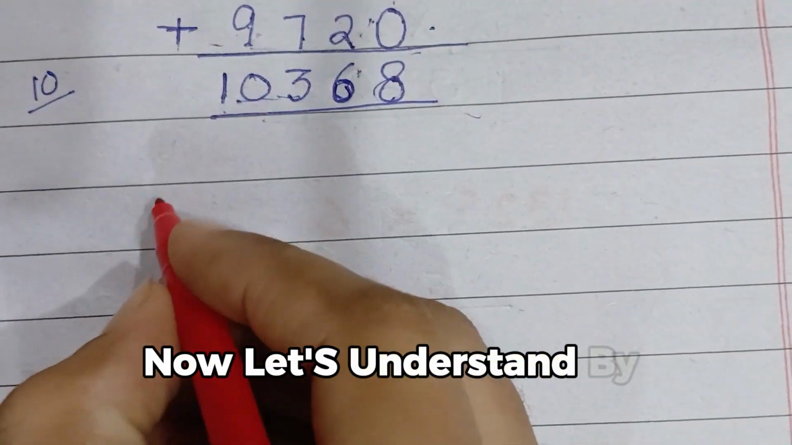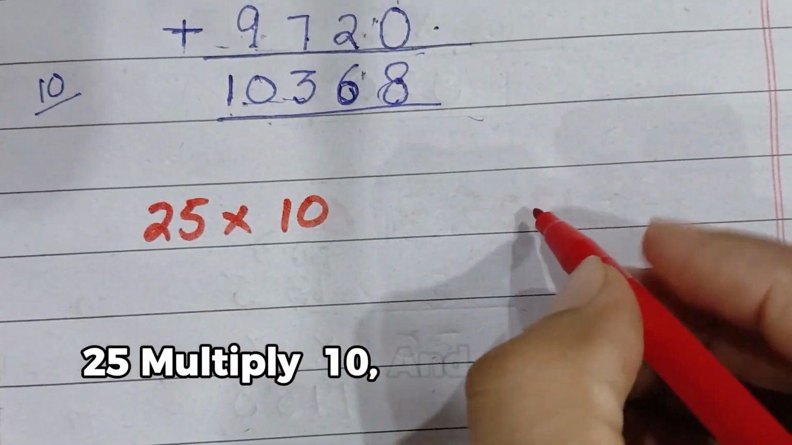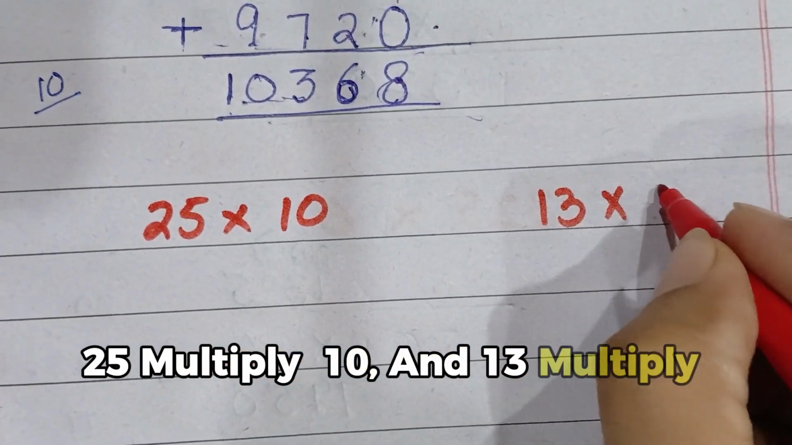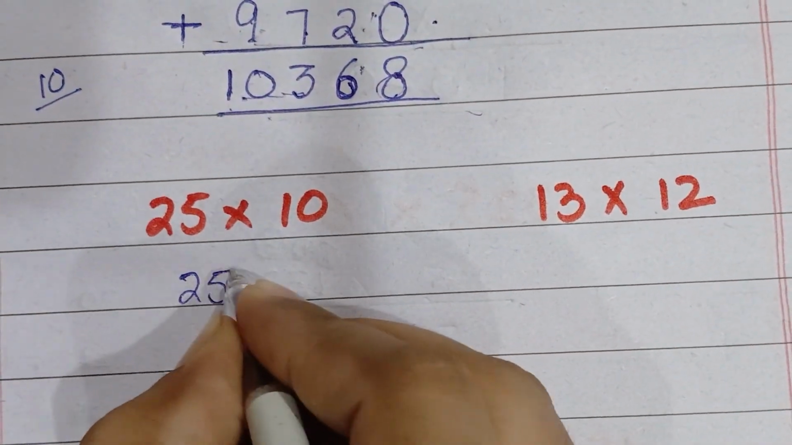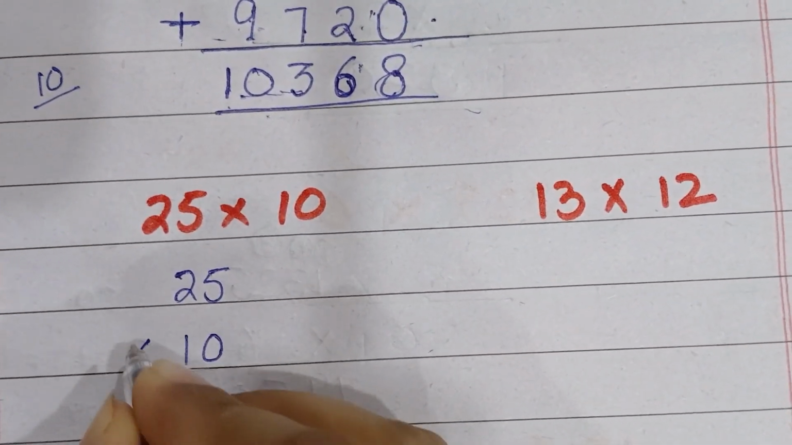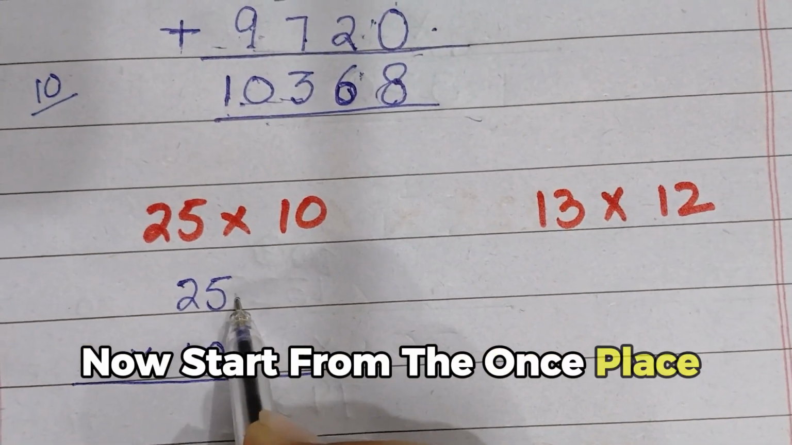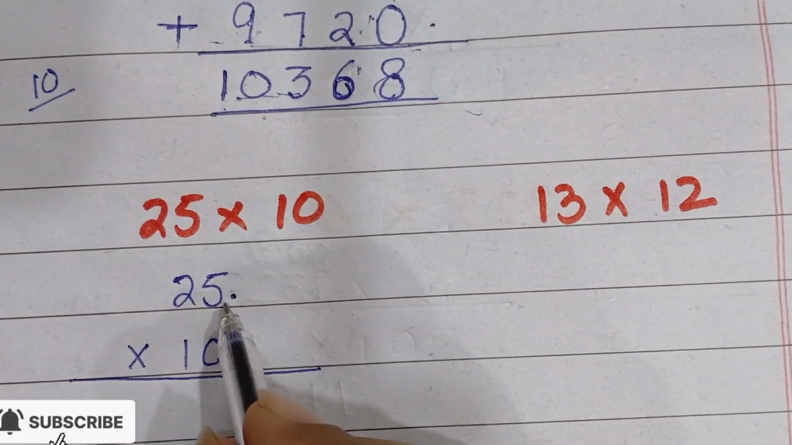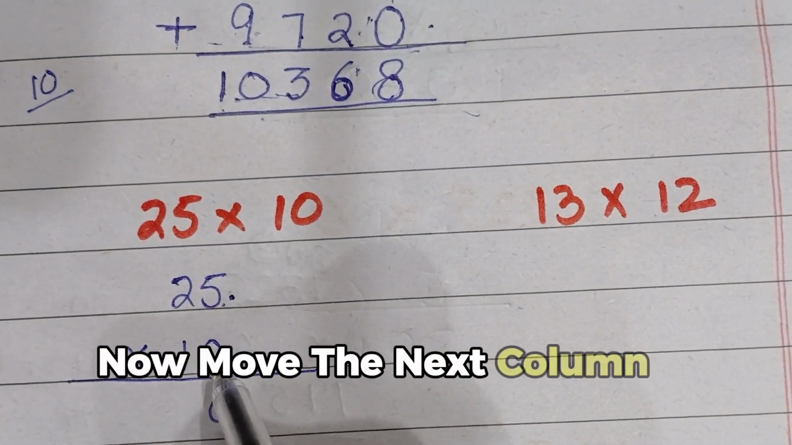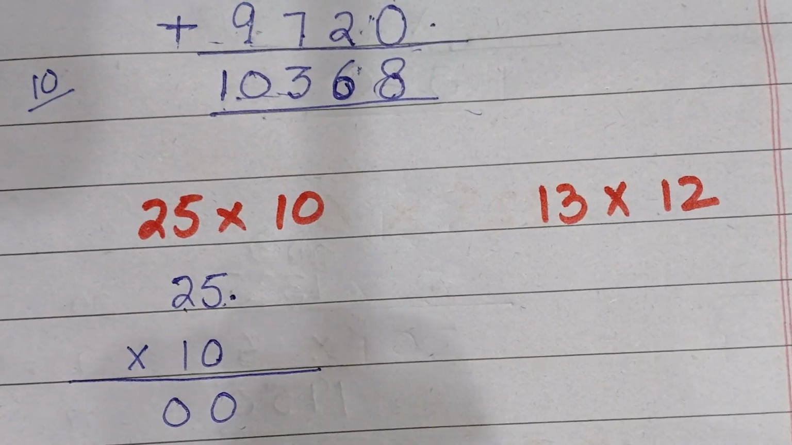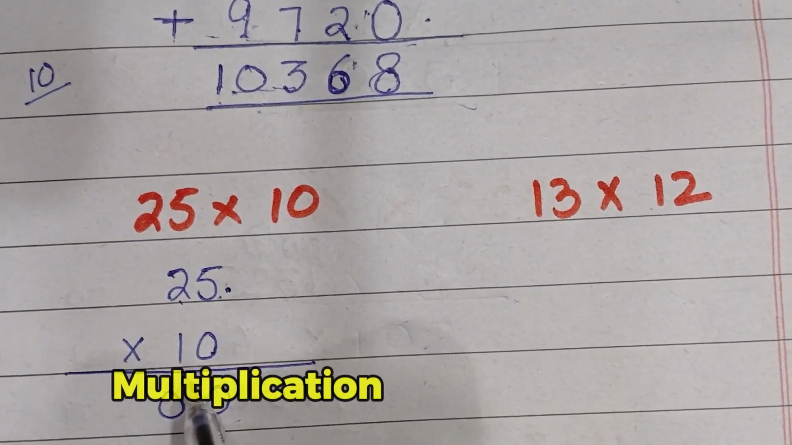Now let's understand with another example. 25 multiply by 10, and 13 multiply by 12. First stack them. 25 multiply by 10, write the symbol and draw the answer line. Now start from the ones place at the right column. 0 times 5 is 0. Now move to the next column. 0 times 2 is also 0. Now just put a 0 at the ones place for the second digit multiplication at the bottom.